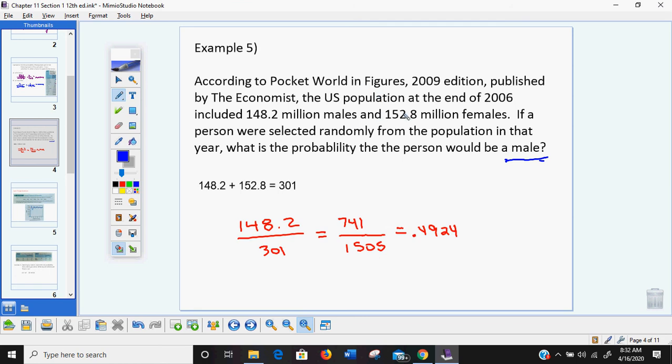Now think about it, you guys, it makes sense. These numbers are close, okay? Males is a little less, so it's going to be a little less than 50%. If you were to move this decimal twice, you'd have 49.24%, so it does make sense.